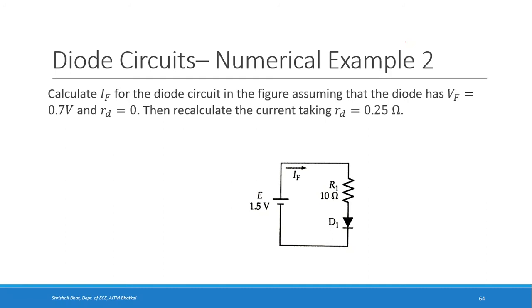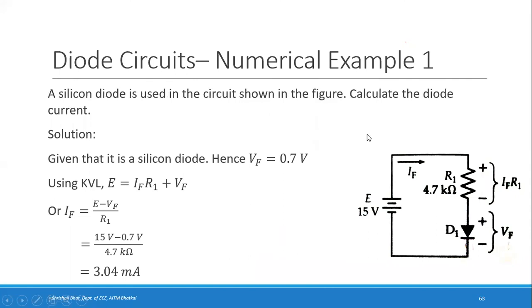In the previous problem, have we considered RD? No, because it was not given, right? We just ignored it. Conveniently, we ignored it and solved. We have actually used the approximate model, where the diode is replaced with its forward voltage drop of 0.7 volts. In place of the diode, we have considered a forward voltage drop of 0.7 volts. We have not considered the dynamic resistance.